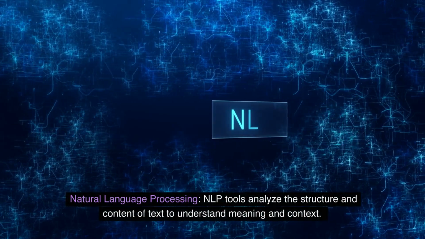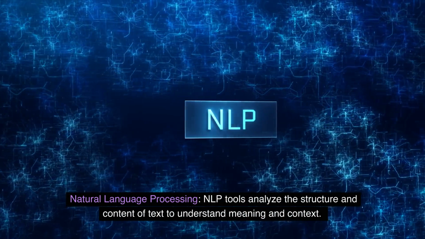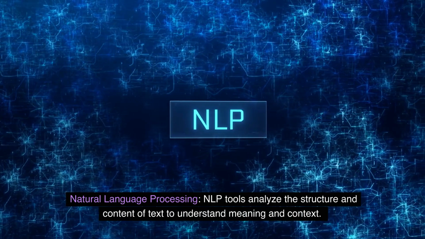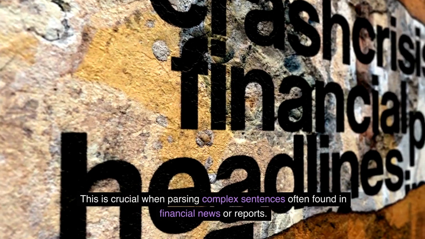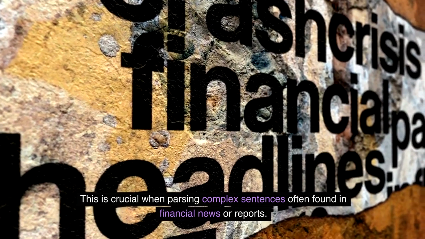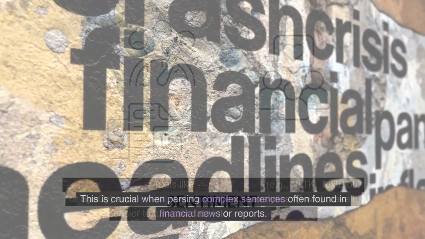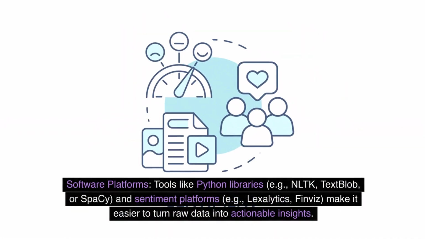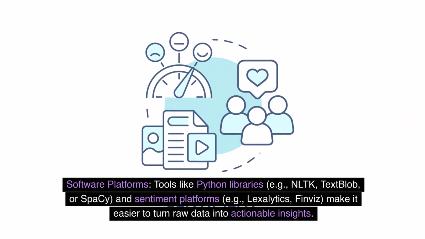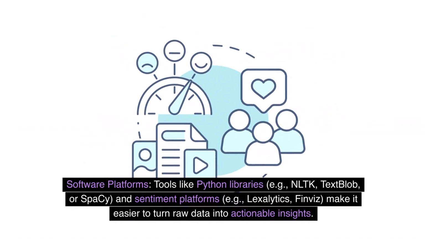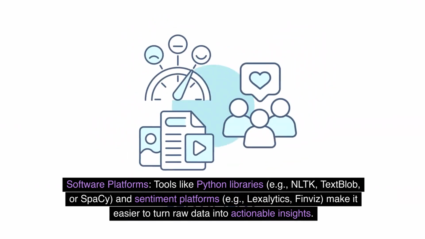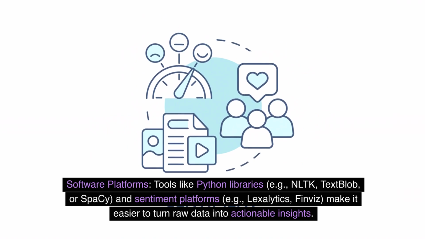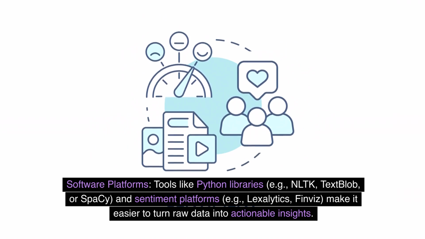Natural language processing. NLP tools analyze the structure and content of text to understand meaning and context. This is crucial when parsing complex sentences often found in financial news or reports. Software platforms. Tools like Python libraries, e.g., NLTK, TextBlob, or spaCy, and sentiment platforms, e.g., Lexalytics, Finviz, make it easier to turn raw data into actionable insights.